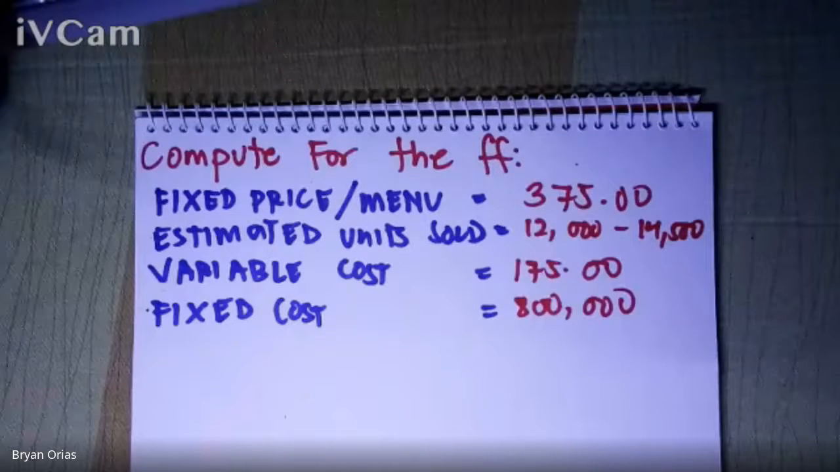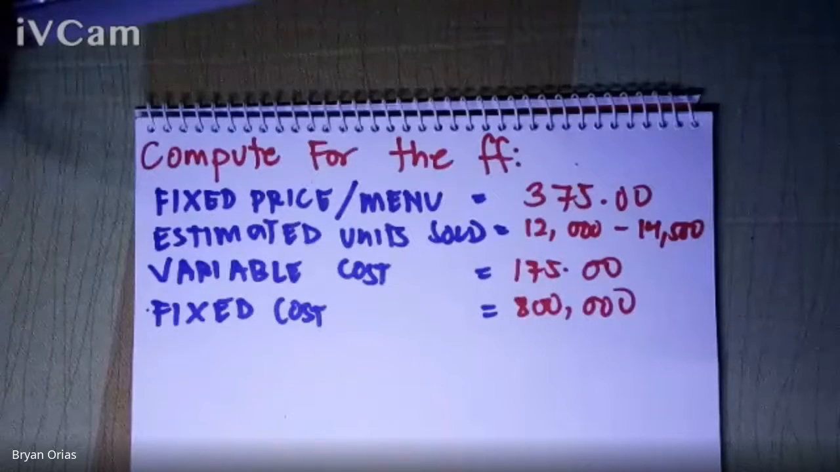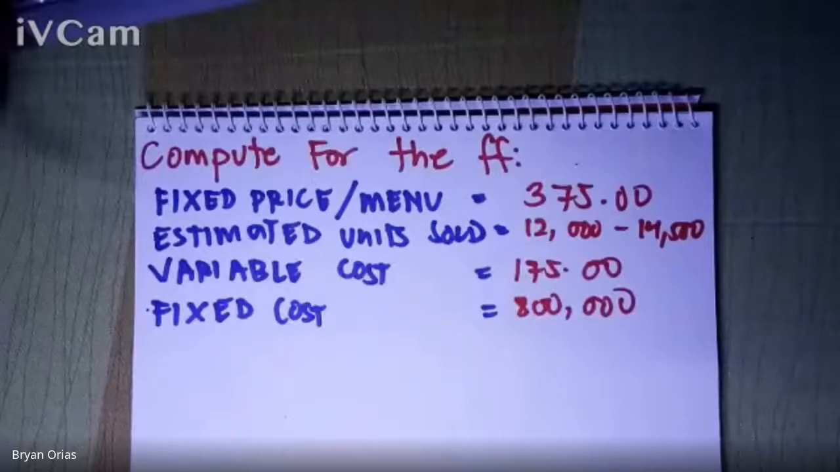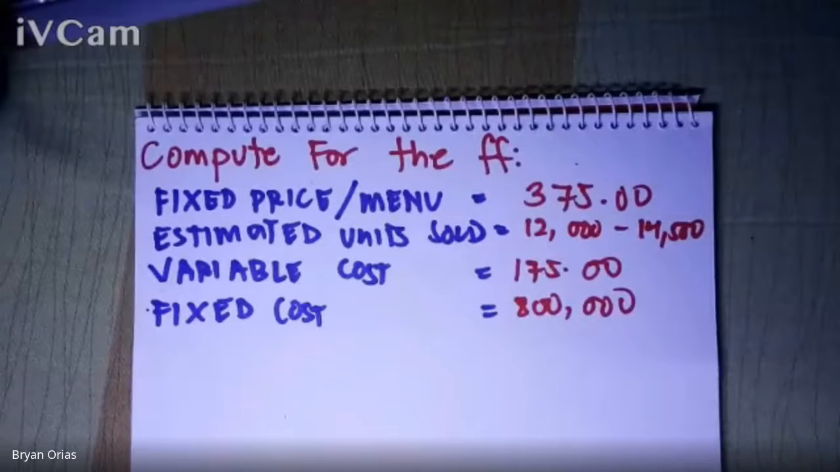Steph? Sir, yung sa variable cost ko, yung 12,000, tinimes ko sa 175. Tama? Yes po. Ayun. Nakuha mo na? 2,100,000. Okay. So, for 14,500 units, anong nakuha mo? 2,450,000. Okay. Let's check.